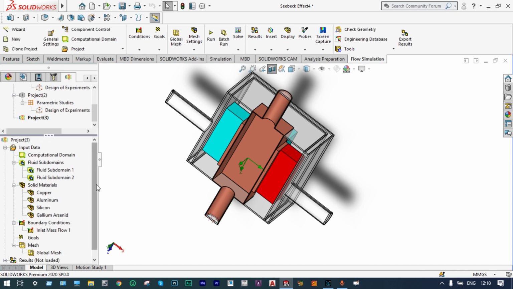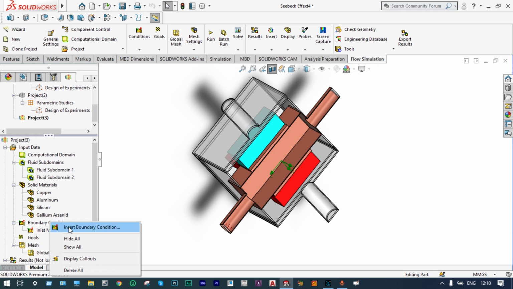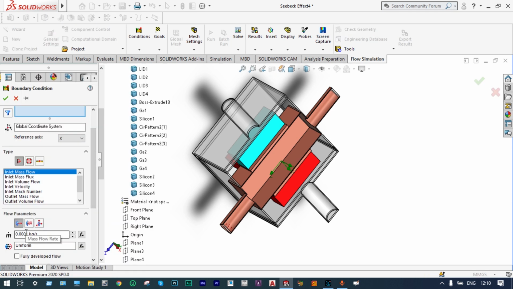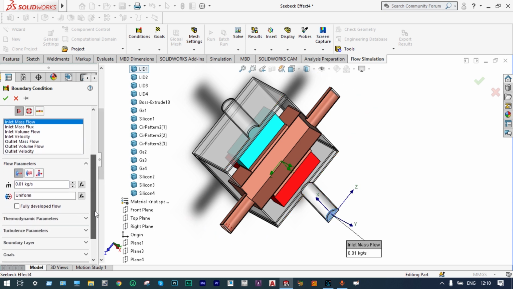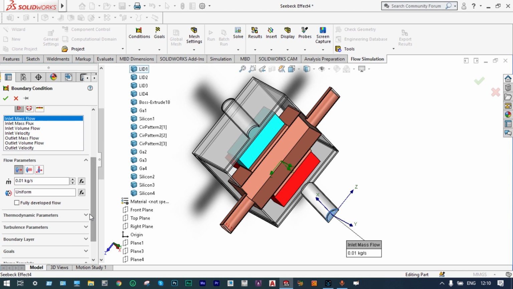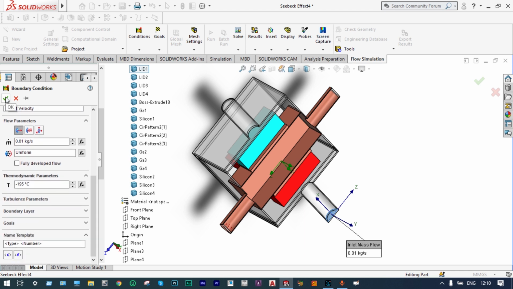Next to that, you have to apply another boundary condition, that means for liquid nitrogen, insert boundary condition, and in this case our mass rate will be little less. We are considering mass rate of liquid nitrogen to be 0.01 kg per second from this location, and let us select that property. It will be nitrogen at a temperature of -195 degrees centigrade. Green check.